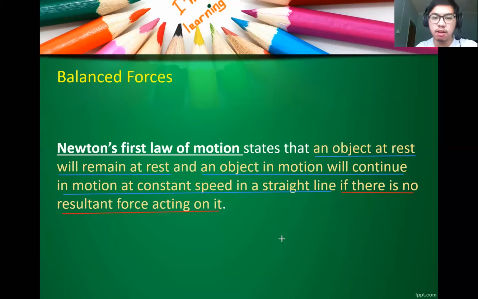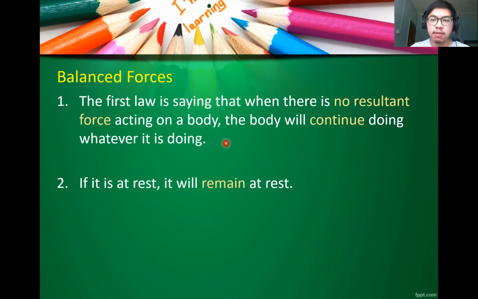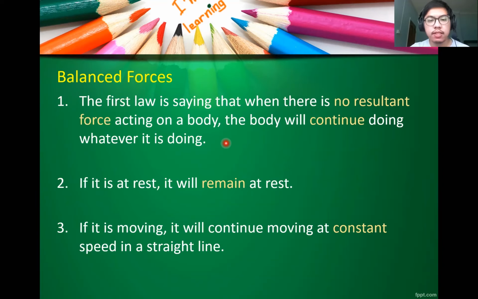Okay, so the first law is talking about what happens when there is no resultant force, when there is no force acting on the object. Right, so these are the things that I talked about. So the first law is saying that when there is no resultant force acting on a body, the body will continue doing whatever it's doing. If it's at rest, it will remain at rest. If it's already moving, it will continue moving at constant speed in a straight line. So it just continues to do whatever it's doing.